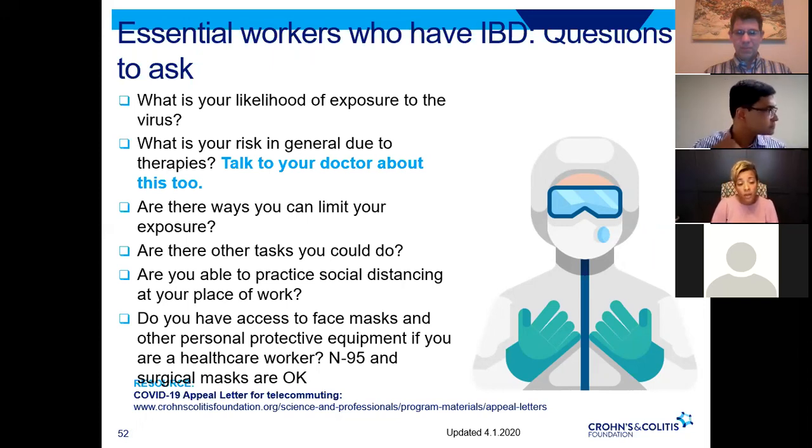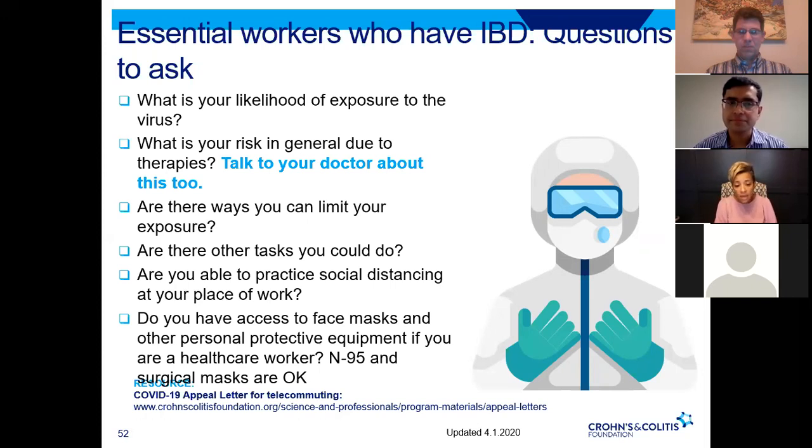Talk to your care team, because they would be happy to write you an appeal letter, particularly if this raises your stress level. If you are able to wear an N95 mask, make sure that you are practicing those personal protective measures as well. Having said all of that, I just want to reiterate that having Crohn's disease and ulcerative colitis does not increase your risk above the risk of that of the general population.